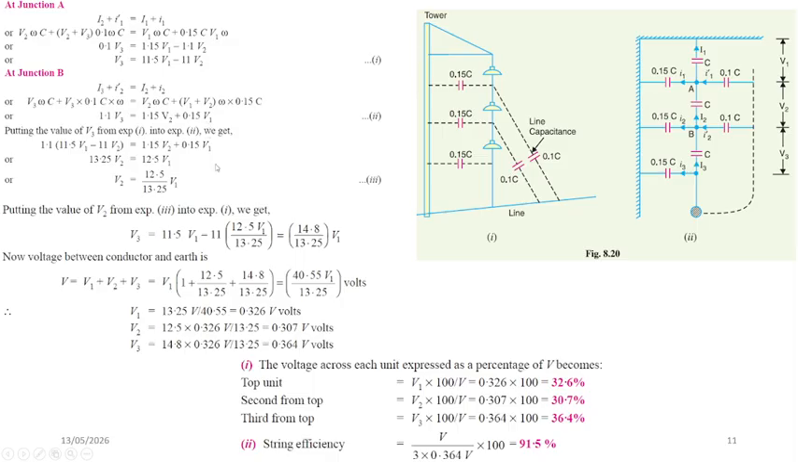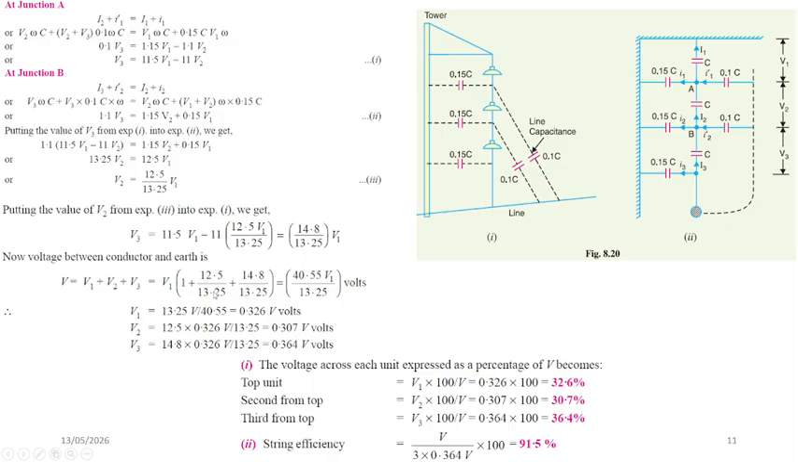And then we have, putting the value of V2 from expression 3 into expression 1. So here V2 we can put it here. So we will have a V3 based on these equations. And also V1 plus V3, V2 plus V3 is equal to V.